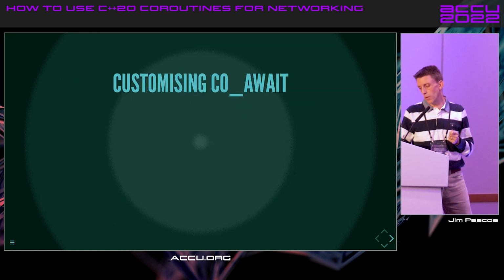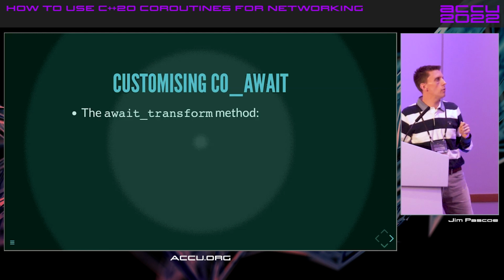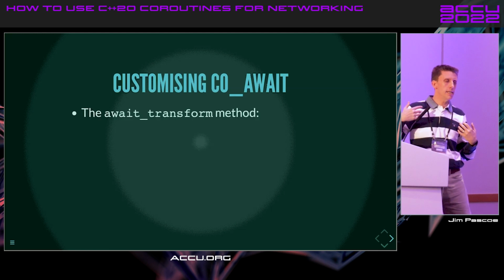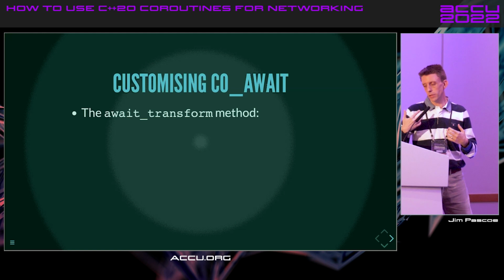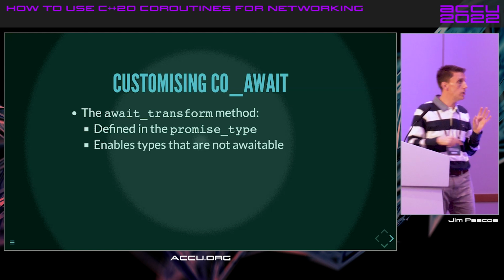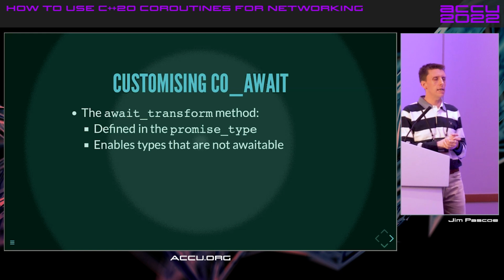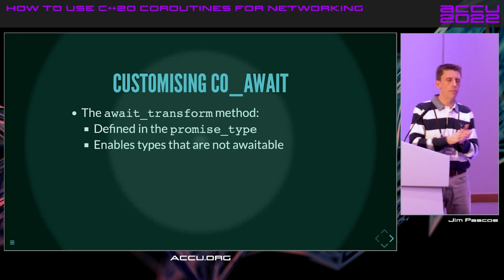Okay, customizing co-await. I thought I'd include this for completeness, but this is the await_transform method. You can use it to do some really quite cool things. It's defined in the promise type. It allows you to enable types that are not awaitable. There are lots of examples. I think there's an example using std::optional, which is quite interesting.